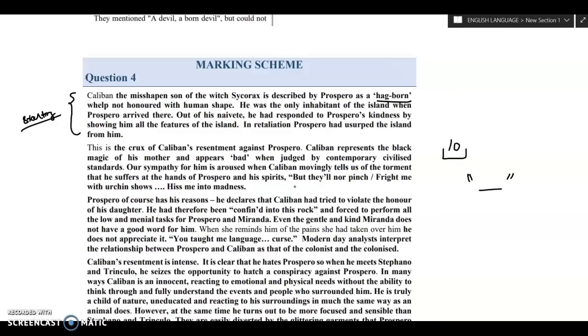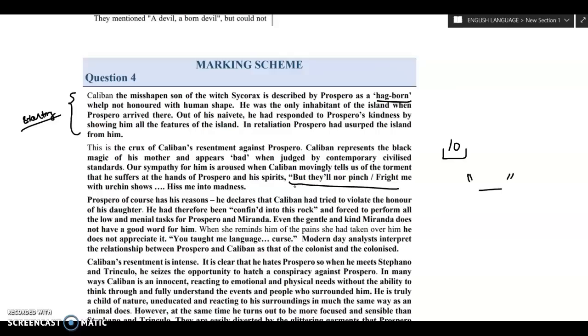And in this story, Prospero had usurped the island from him. This is the crux of Caliban's resentment against Prospero, the main reason why he's upset. Caliban represents the black magic of his mother and appears bad when judged by contemporary civilized standards. Our sympathy for him is aroused when Caliban movingly tells us of the torment that he suffers at the hands of Prospero and his spirits.